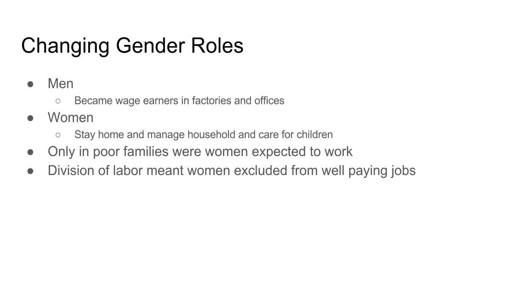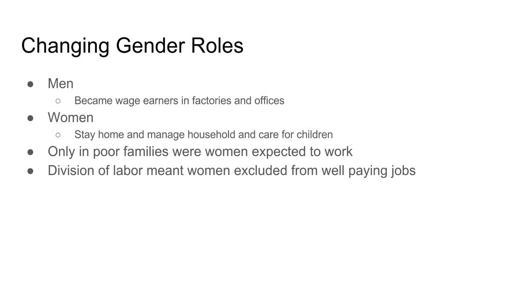Gender roles also see major adjustments and shifts at this time. So before, where men and women generally did the same jobs and were economically equal, as the Industrial Revolution takes hold, we start to see some changes. So men become the major wage earners in factories and offices, and women stay home and they manage the household and care for the children. Now, this is a real shift. Before this, both men and women would work in the field in order to improve the economic life for the family. But now, in general, it's just men working. That is true across most classes. It's really only in the poorest people where women are expected to work.